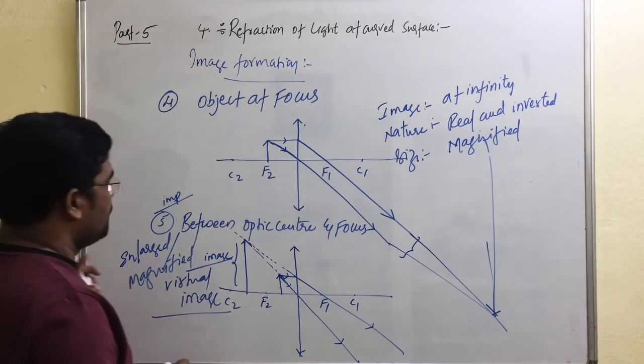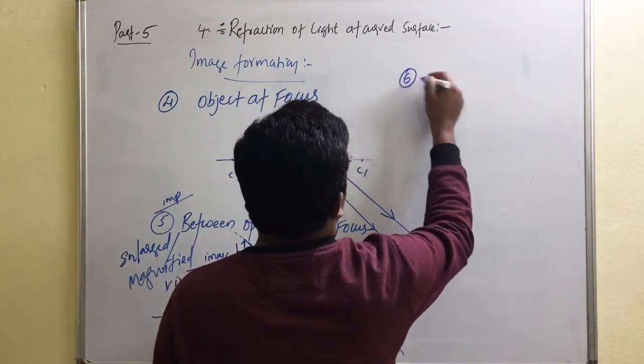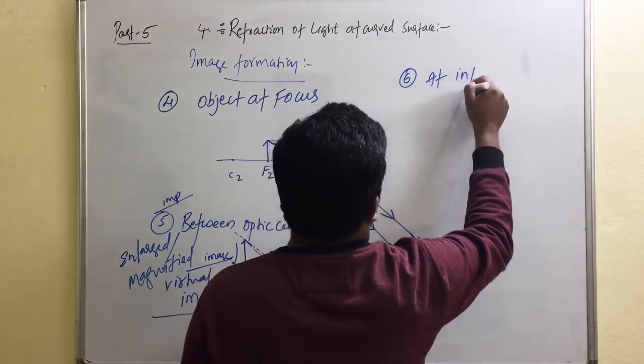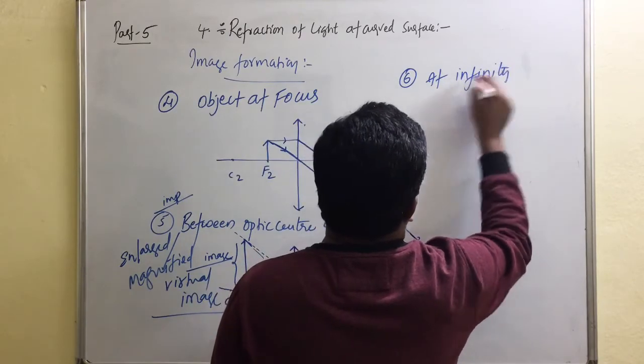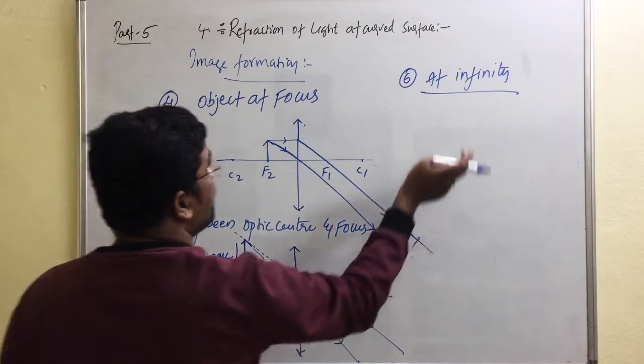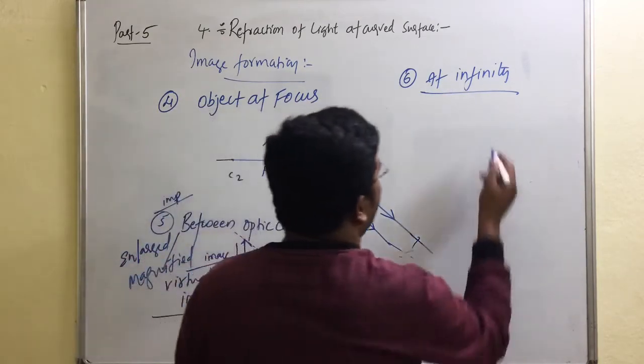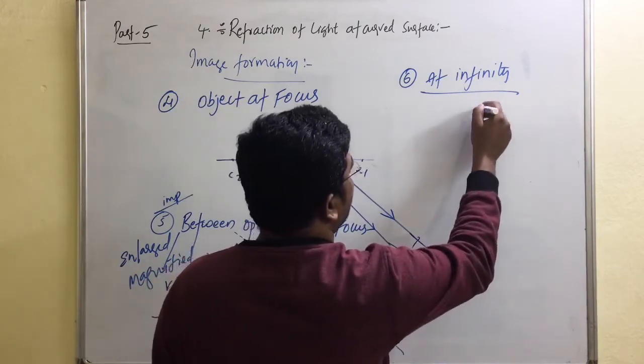Clear for everyone? So this is the fifth ray diagram. Is it clear, children? Let us draw the last position, when object is at infinity. Children, if you observe this ray diagram, when object is at focus, we got image at infinity. Now, when object is at infinity, can you guess the position of image? Yes, exactly. It is at focus. Let us try to draw.